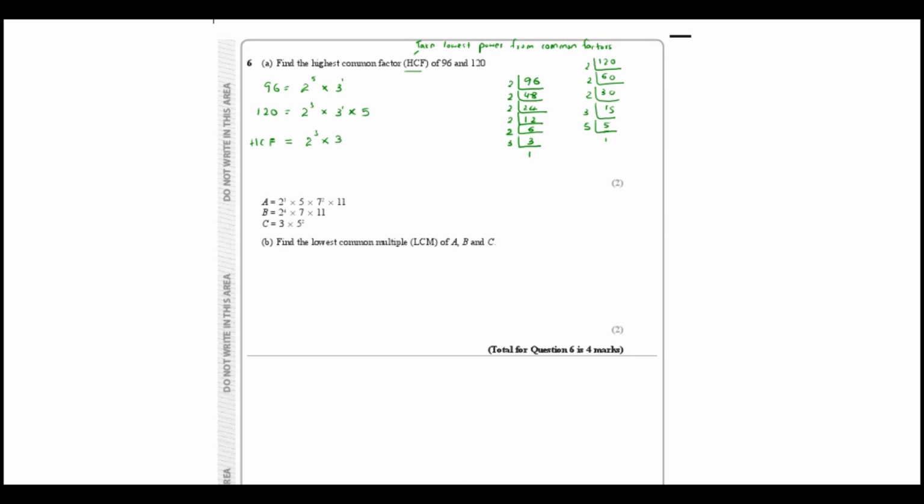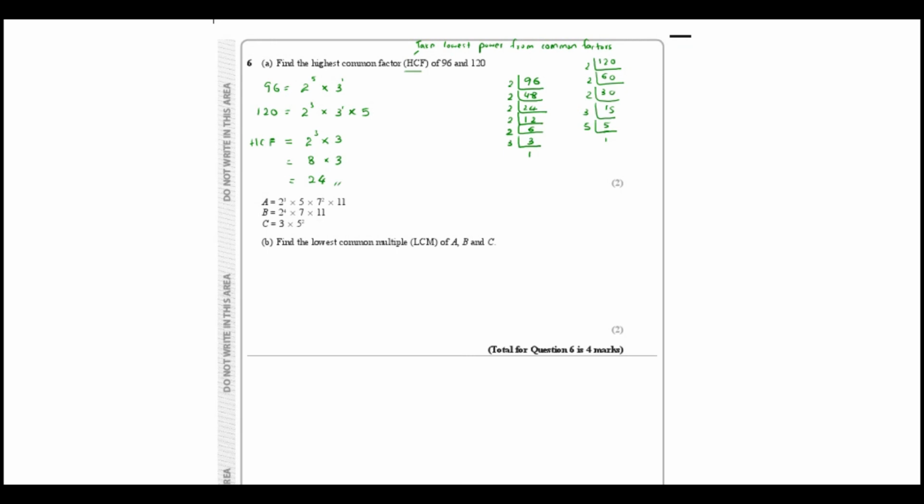Then the next factor, 5, I can't take 5 for the HCF because 5 is not common. So basically the HCF is going to be 2 to the power 3 into 3. 2 to the power 3 is 8. 8 into 3, the HCF is going to be 24. So the answer is 24.